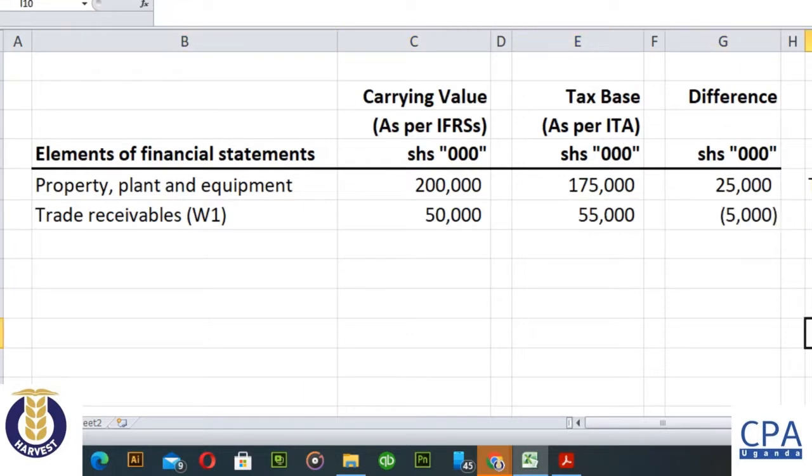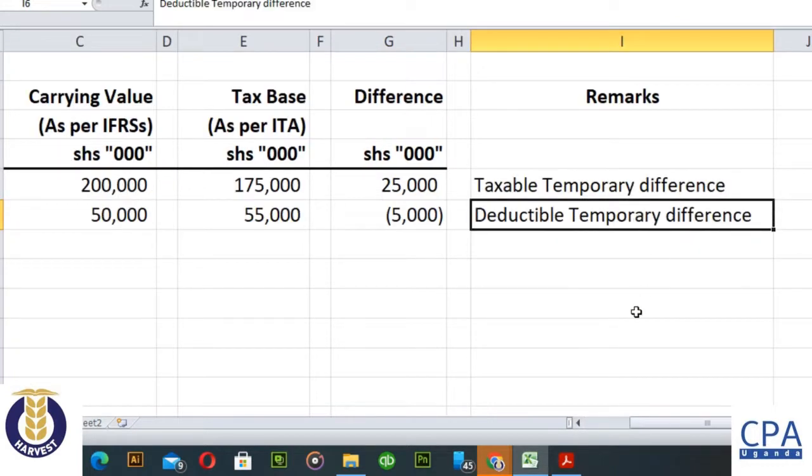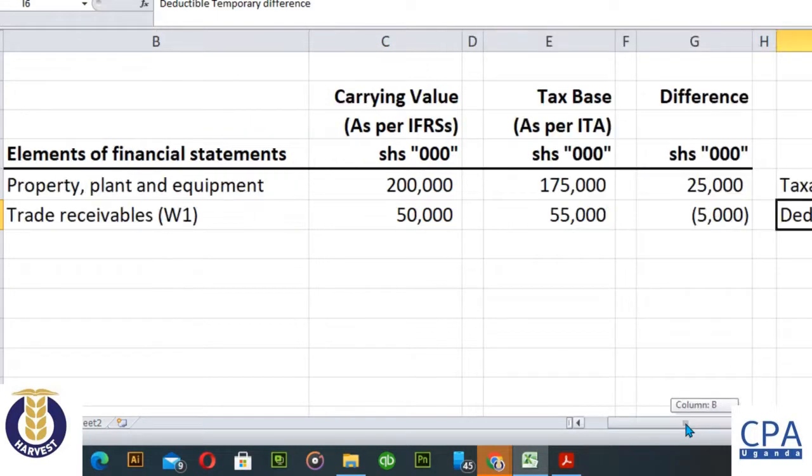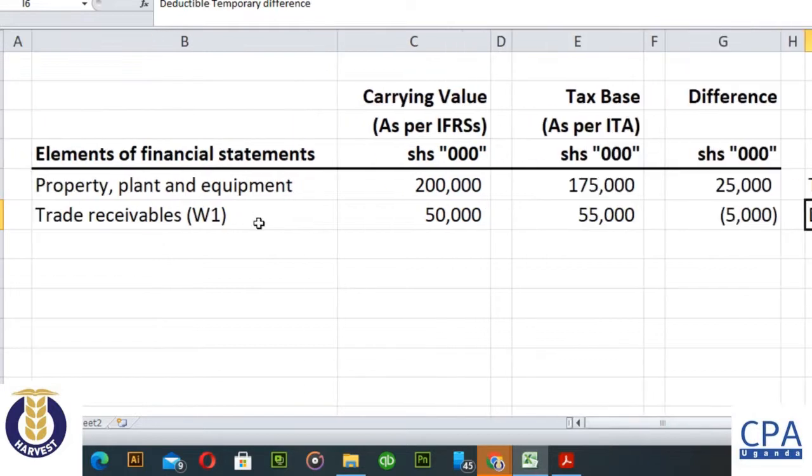Now, because the difference is a negative, we said in our discussion, if the difference is a negative, it creates what we call a deductible temporary difference.